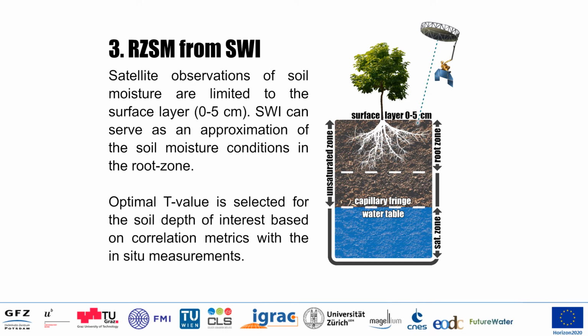As satellite observations of soil moisture are limited to about the topmost 5 centimeters of the soil, soil water index is a useful approximation of the conditions in the deeper soil layers without the need for ancillary data and models. The appropriate t-value for the soil depth of interest can be selected based on correlation metrics and further calibrated for soil and climatic conditions.